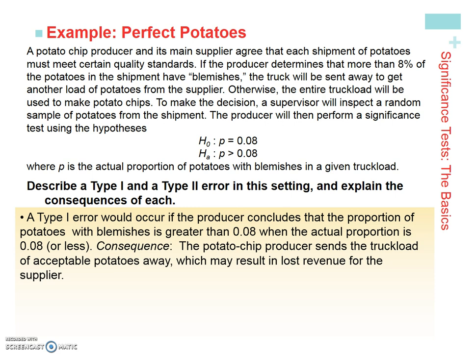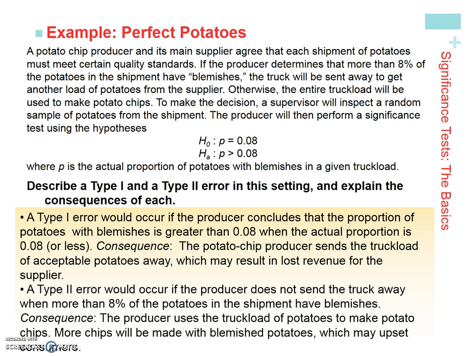Alright, so you're agreeing with your alternative, meaning you've rejected your null when you shouldn't have, right? Your null was true, the proportion was fine. So what's the consequence here? The potato chip producer sends the truckload of acceptable potatoes away, may lose revenue for the supplier. A type 2 error happens if the producer does not send away the truck when more than 8% of the potatoes in the shipment have blemishes.